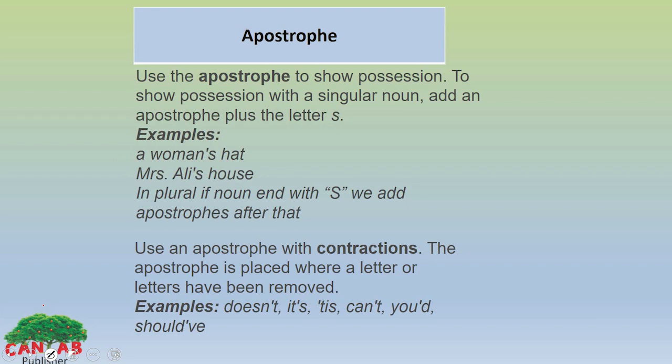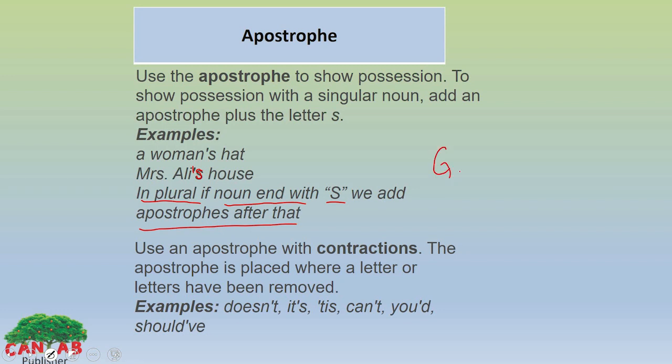As we can see there, we have put an apostrophe and S. It shows ownership or possession, to show someone possesses something. In plural, if the noun ends with S, we add an apostrophe after that.